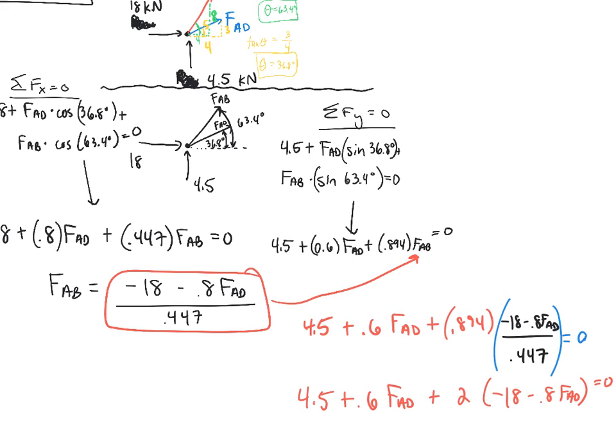So again, what I did here was recognize that 894 divided by 447 is just 2. So I just combined these two by dividing these first by 2, and then take the 2 and distribute it to both of these terms. That'll become a negative 36. That'll become a negative 1.6 FAD. Combine that with positive 0.6 FAD as like terms. Negative 36 and the 4.5, combine those, move them over, solve for FAD.